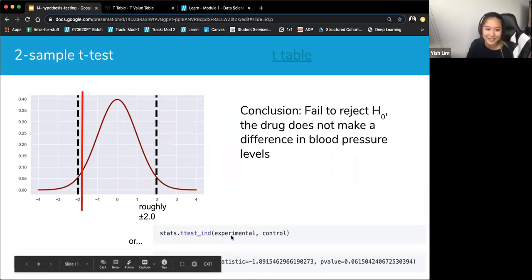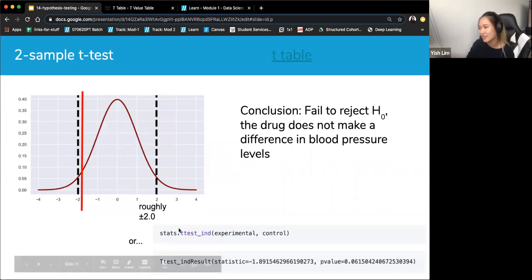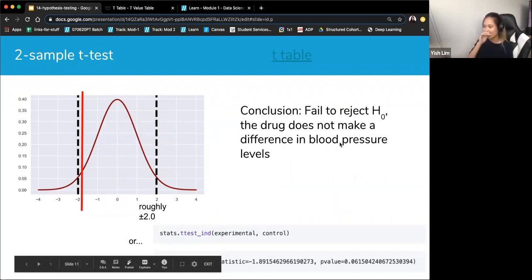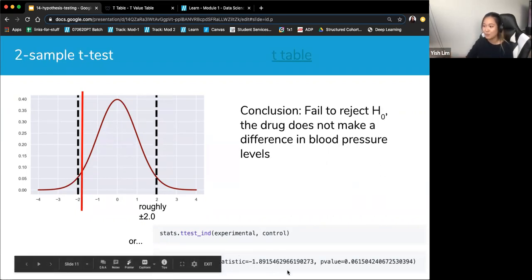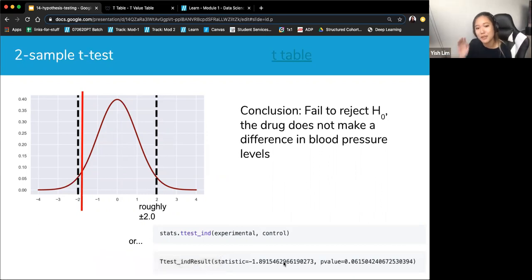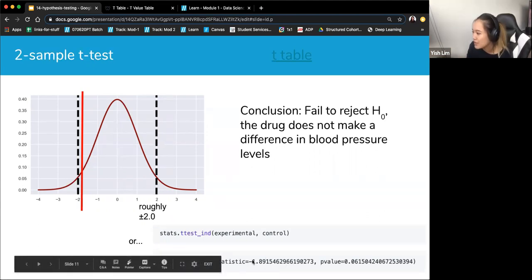So this is the one-liner that I'm talking about. It's scipy.stats, so it'll be stats.ttest_ind. All you have to do is feed it your array of numbers for the experimental group and the control group, and then it will give you the t-statistic. As you can see, we have negative 1.89. And with that t-statistic, it also gives you the p-value. With a t-statistic of negative 1.89, it has a p-value of 0.0615.